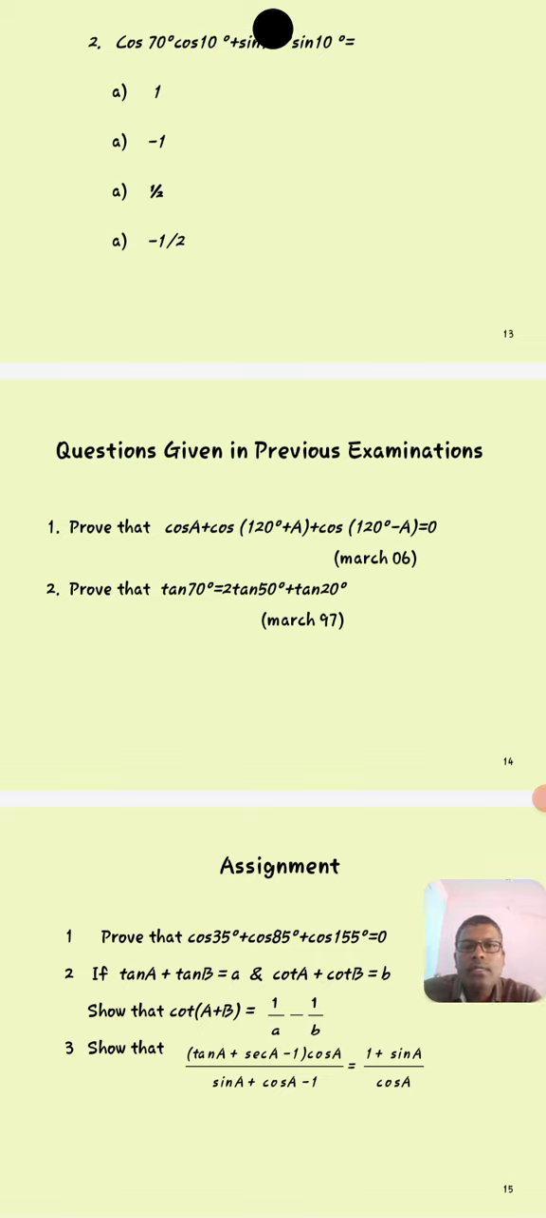Now you have to observe questions given in previous examinations. In this chapter the previous examination questions are there. Prove that cos A plus cos of 120 plus A plus cos of 120 minus A is equal to 0. What do we apply here? Cos of A plus B formula and cos of A minus B formula. Number 2, prove that tan 70 is equal to tan 50 degrees plus tan 20 degrees. How to write 70 degrees? 50 plus 20 is equal to 70. Apply tan on both sides, apply the tan of A plus B formula, do the cross multiplication and find the result.